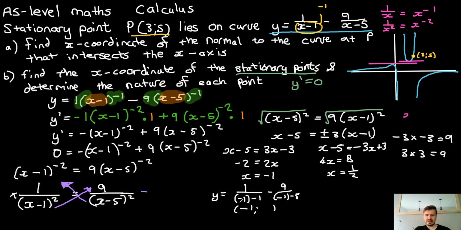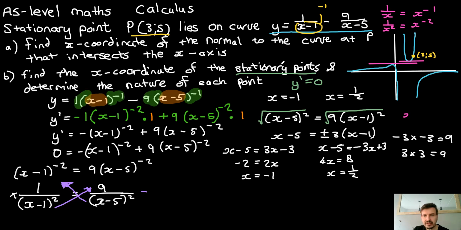Now they want the nature of each point. Okay, so they only want the x coordinate. So now we find the nature. Well, the nature is simply when we find the second derivative. Okay, so let's write down our 2 points so that we remember them. So it was x equals minus 1 was the one coordinate, and x equals 1/2 was the other coordinate. Now, when we want to find the nature of the coordinate, we want to find out, is it a maximum or is it a minimum?